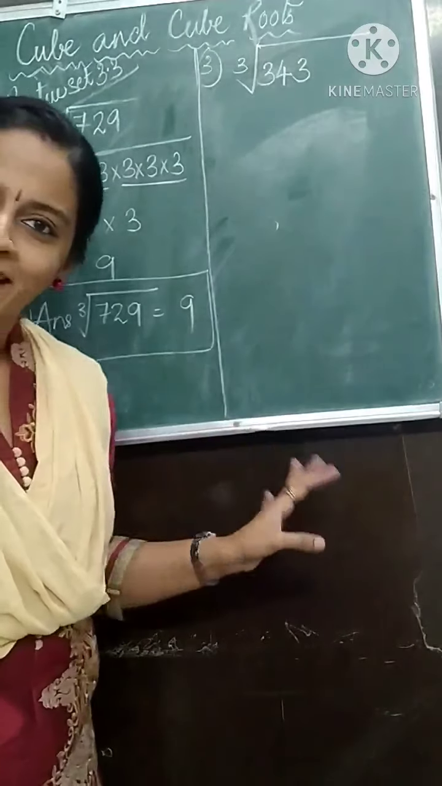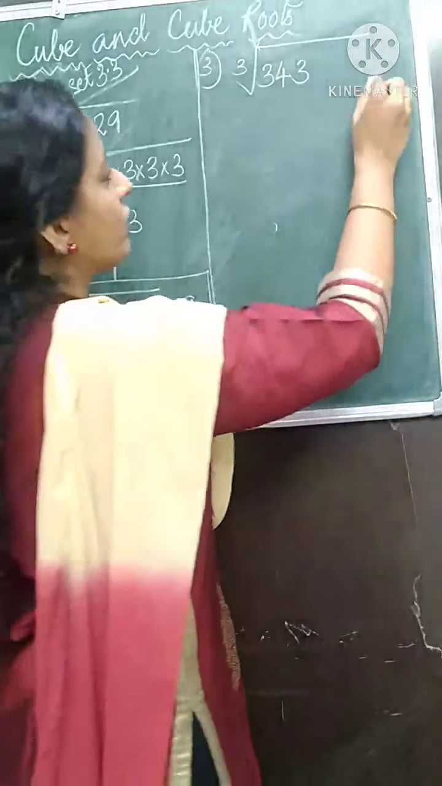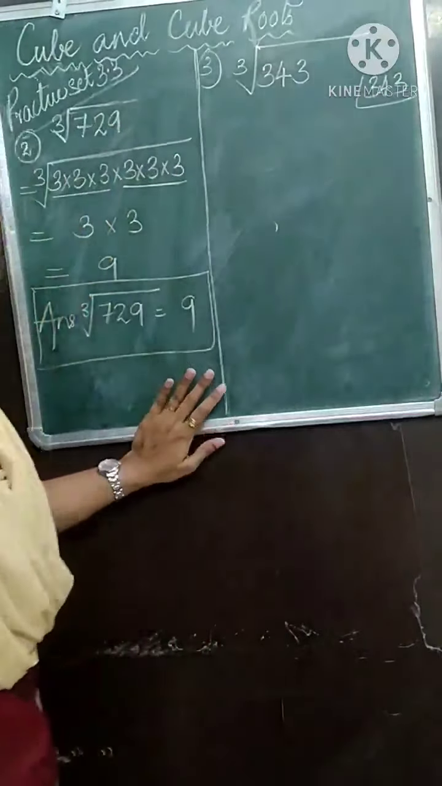Highlight the answer. Be happy. Now we'll start with the next sum. 343. Find out the factorization.